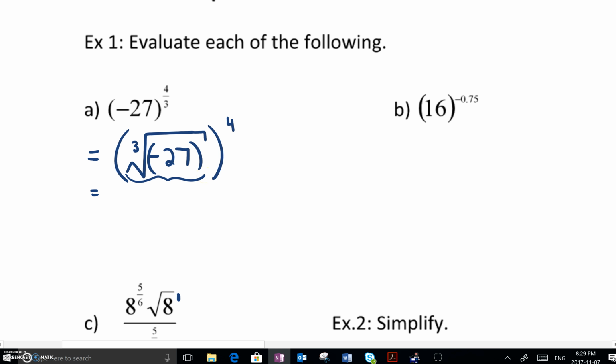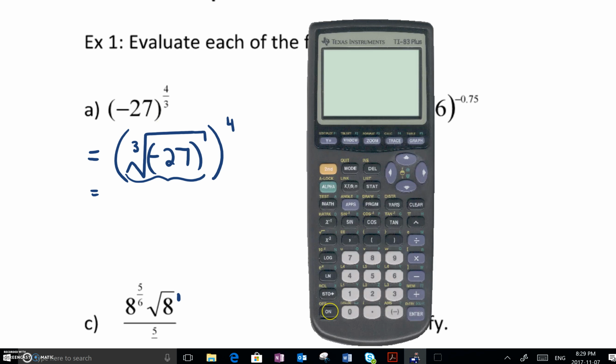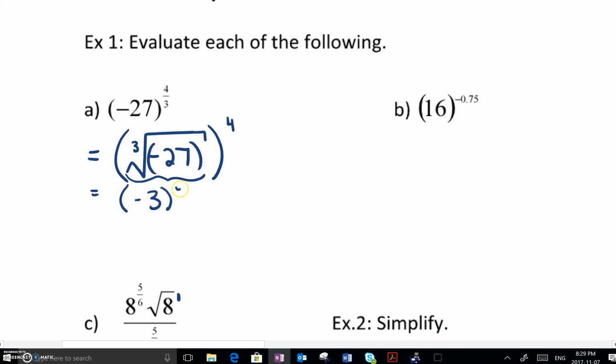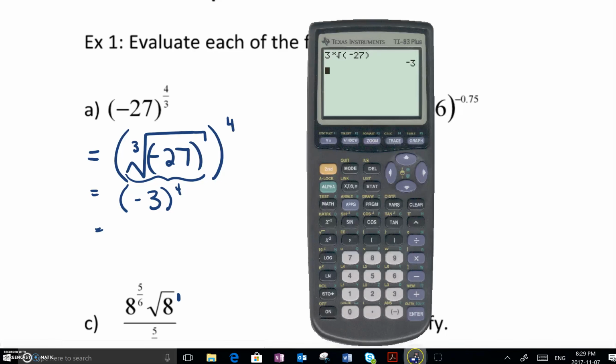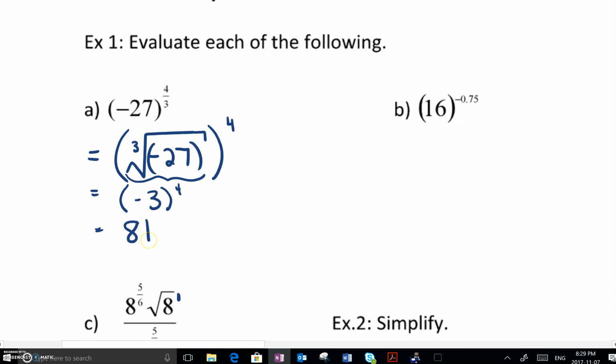And if you remember what that means, it's a number that when multiplied 3 times gives you negative 27. So you can just go ahead and type that into your calculator. The third root of negative 27, don't forget the brackets if you're typing this into your calculator. So that gives me negative 3 to the power 4. From there, you can just type it in, negative 3 to the power of 4, and it gives you 81, because negative 3 multiplied 4 times is equal to 81.